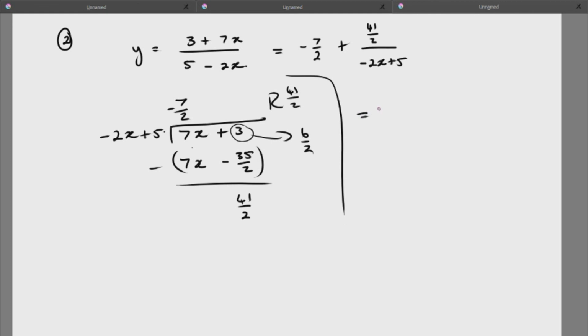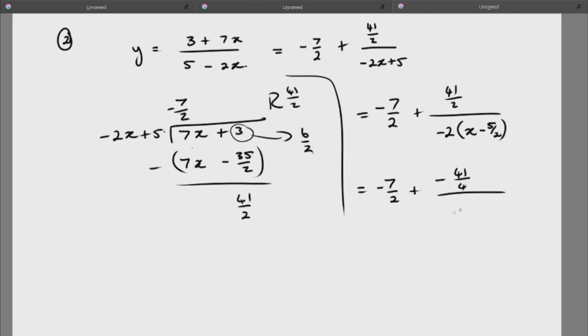So I will not skip any steps, so I'll just take that out as a factor. Then I have x minus 5 over 2. That negative 2 can go to the top to give me negative 41 over 4 all over x minus 5 over 2. So in the beginning, the general form of 3 plus 7x over 5 minus 2x, those numbers do combine to give me the transformations, but not in an obvious way.